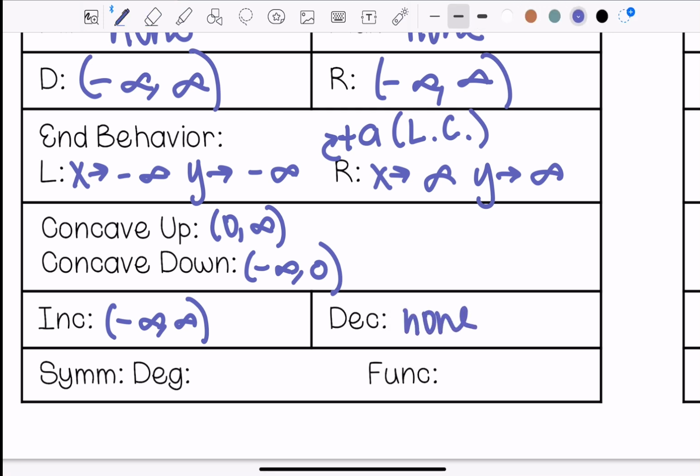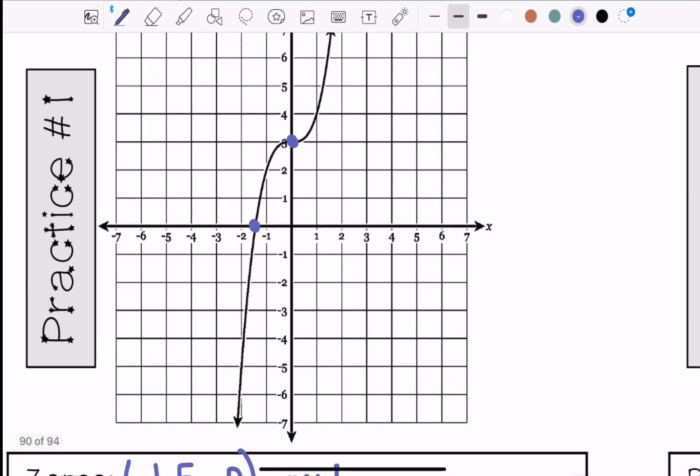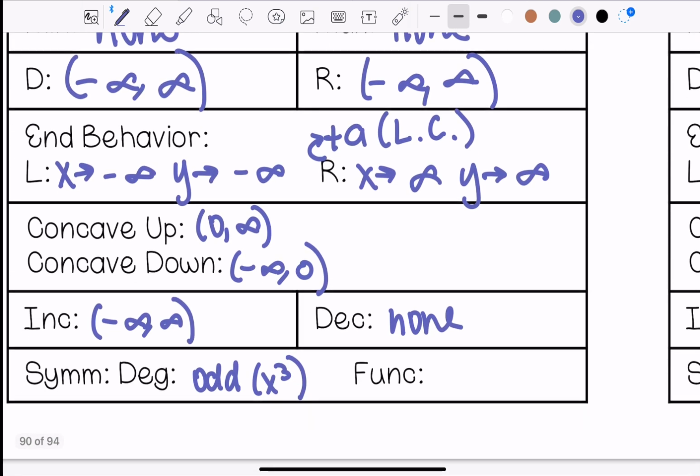You can put never, or you can just put none as if there are no intervals. Either one's fine. Symmetry, remember, degree-wise, we are odd because we're x cubed, which means we know that the ends are going to go in opposite directions, one positive and one negative. And then functional, if we go through 0, 0, it's odd. Because we don't go through 0, 0, it would be neither.